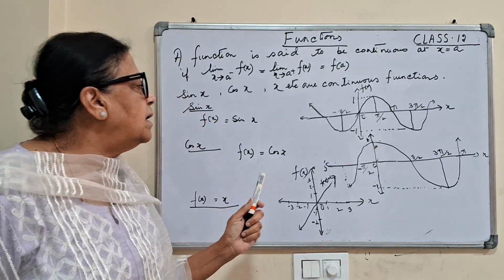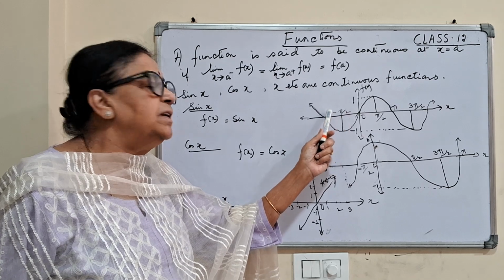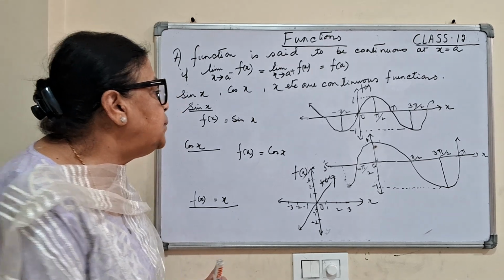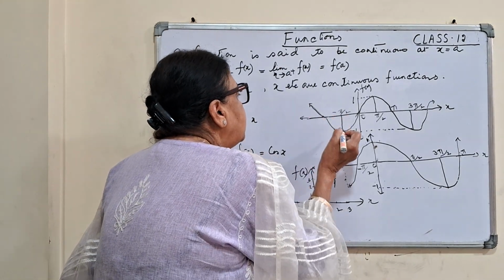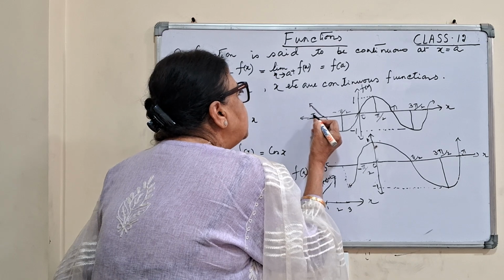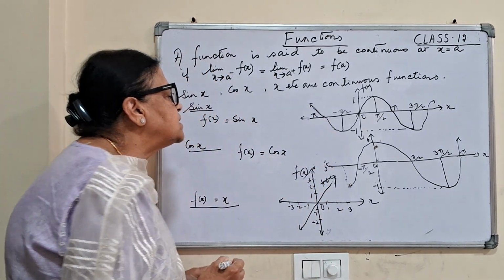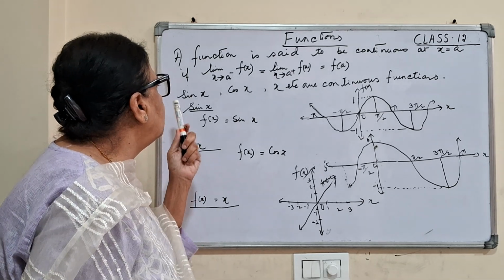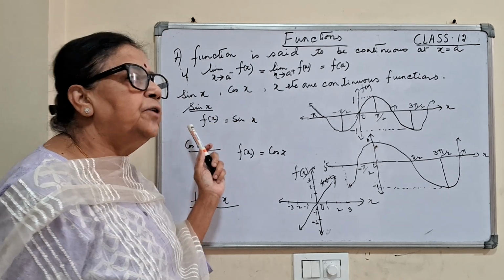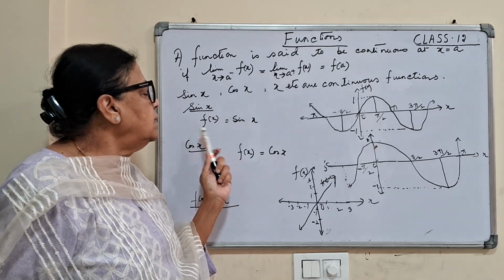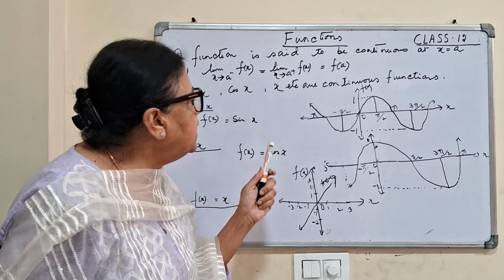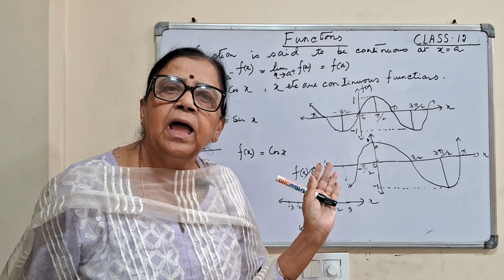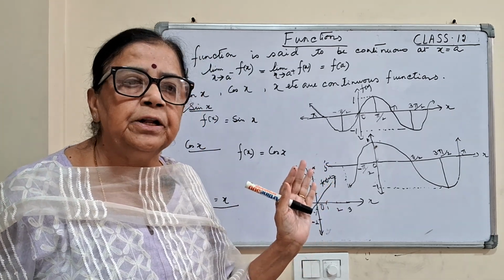Similarly, on the left hand side, sin minus pi by 2 is minus 1, then sin pi is 0, again 0 here. So therefore f(x) is equal to sin x is a continuous function. It will never break. It will never have a discontinuity.